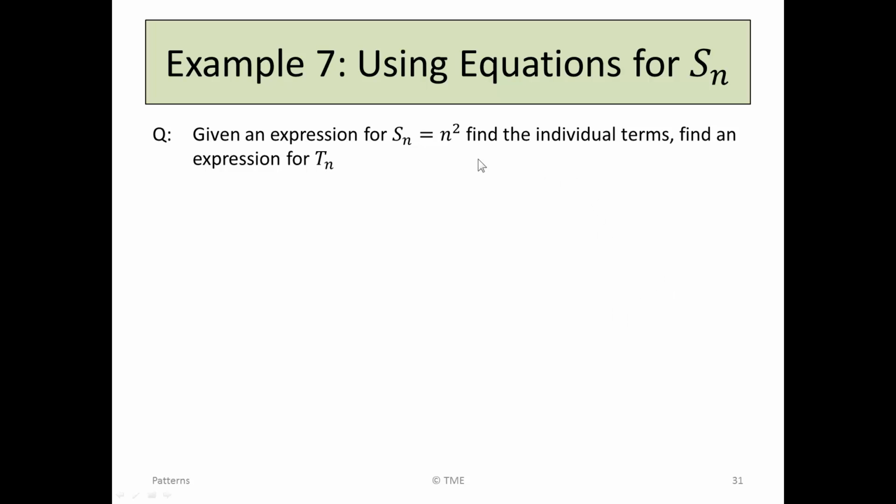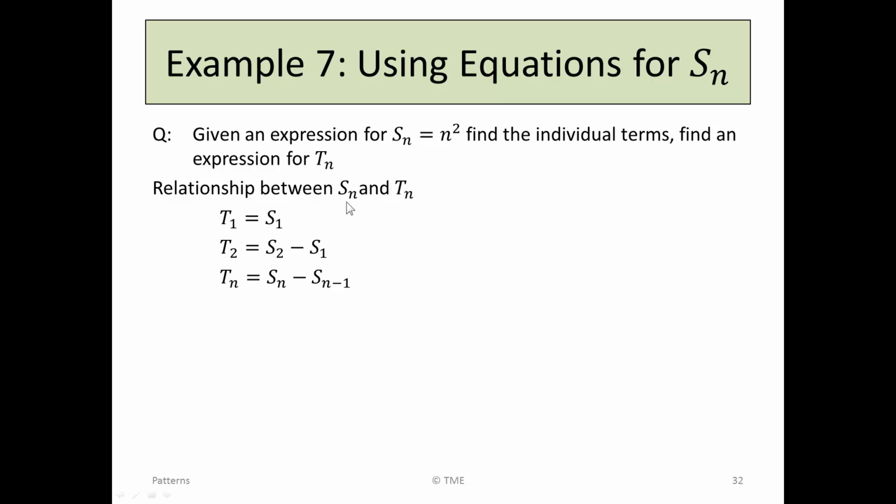We now look at example 7. Given an expression for Sn, where Sn is n squared, find an expression for Tn. This is an important form of question because it does come up and it's not in the tables.